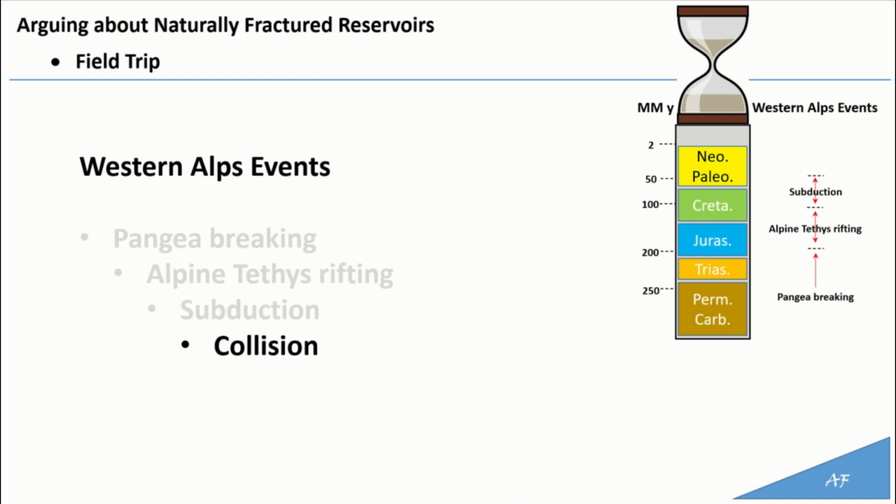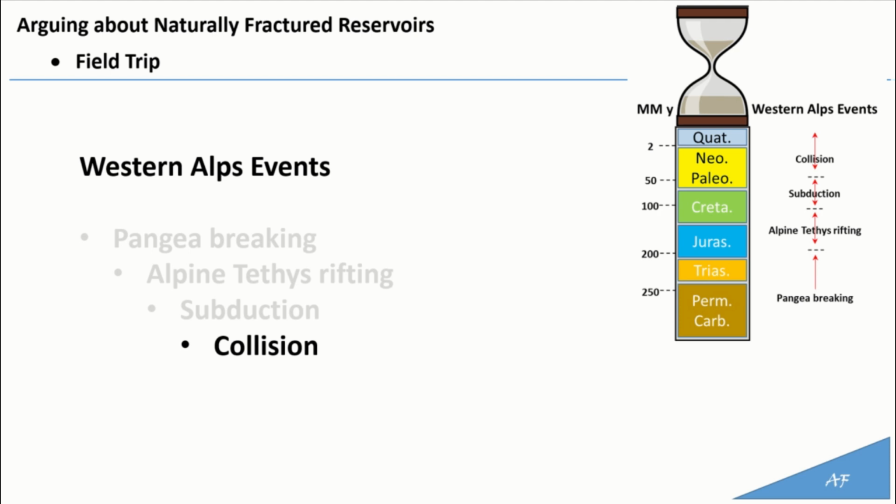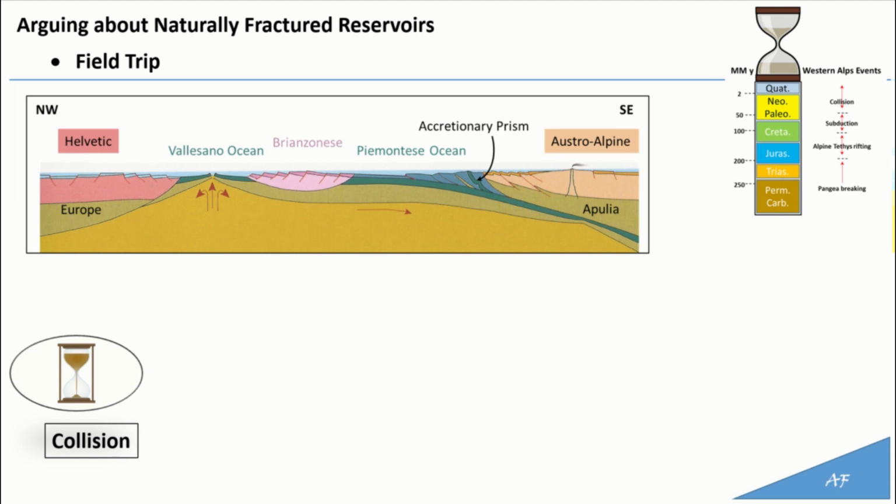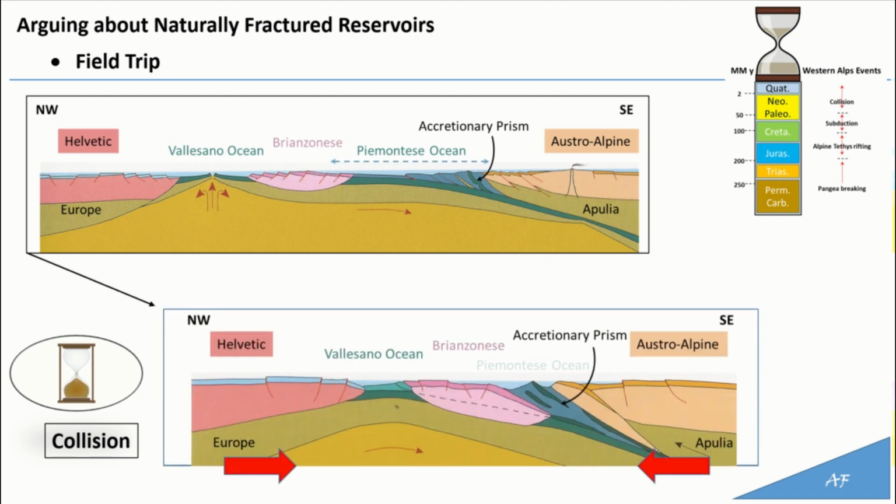Let's move to the following event, that is, the collision. After more than 50 million years of subduction, the Piemontese Ocean disappears, only in part preserved inside the accretionary prism. Now it is the southern margin of the Brianzonese continental crust that started to be involved in the subduction, while the Valaisan Ocean stopped its expansion. Both the Helvetic and Austalpine areas are uplifted, emerged, affected by erosion producing bridges.